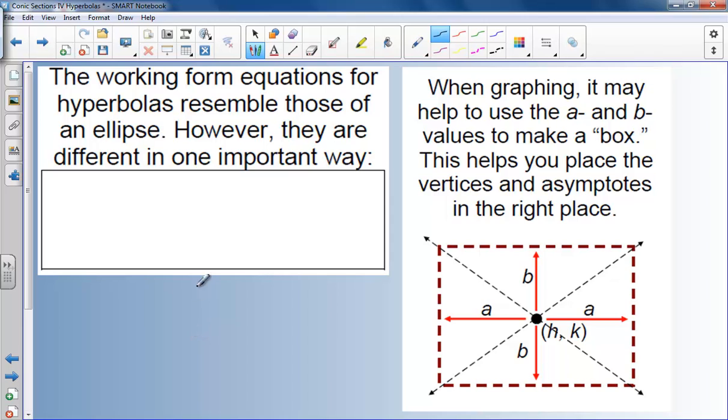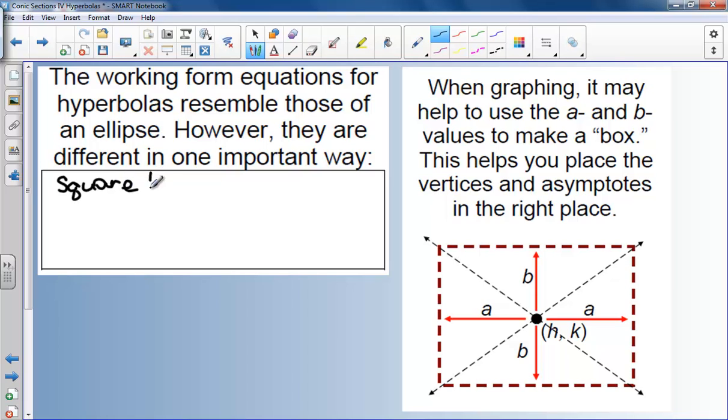So we'll begin. We're on the worksheet graphing hyperbolas. And so we're going to look at how this is the same and how this is different from the last conic section we looked at, ellipses. And the formula is going to be very similar, but there is one important difference, and that is that my squared terms, in everything that we've done so far, the squared terms have both been positive.